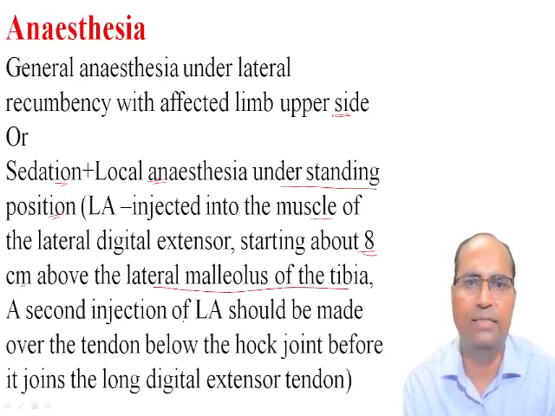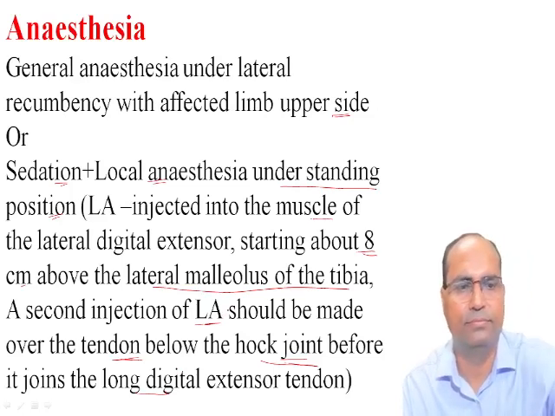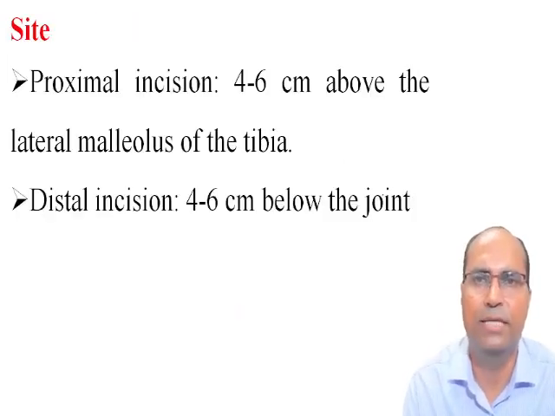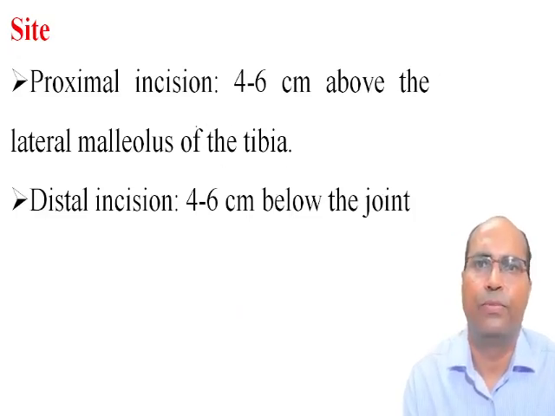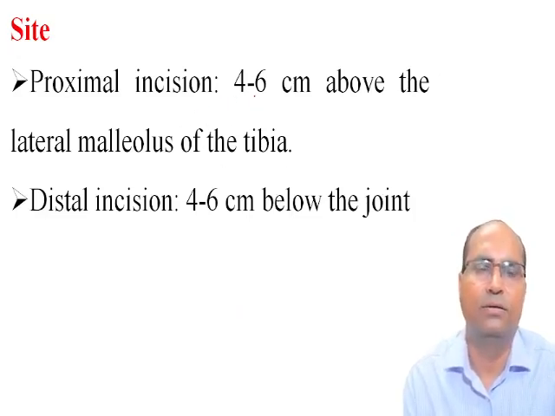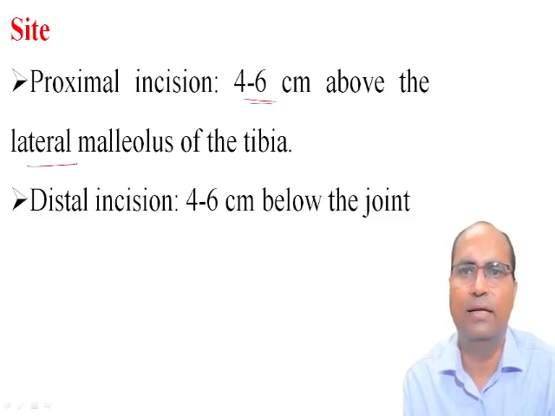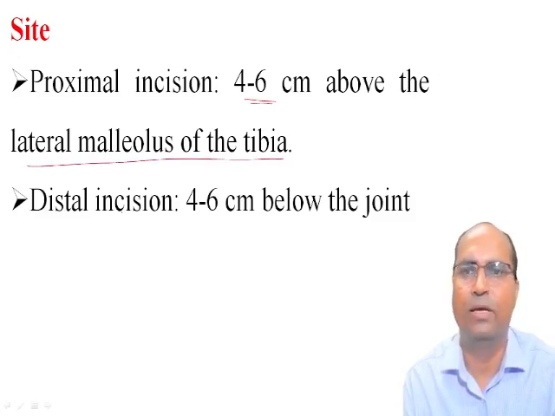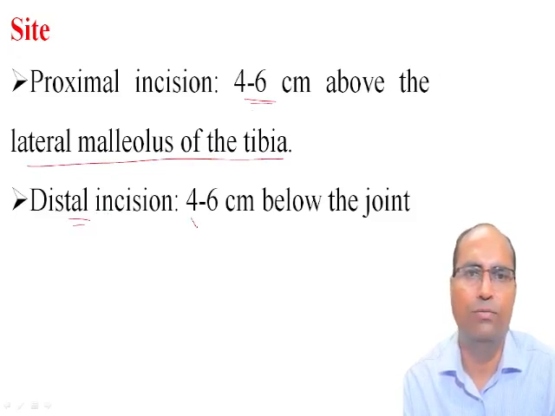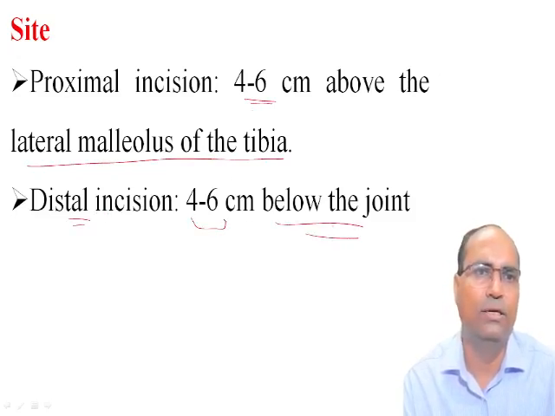A second injection of the local anesthetic solution should be made over the tendon below the hock joint, before it joins the long digital extensor tendon. Proximal incision should be 4 to 6 centimeters above the lateral malleolus of the tibia. The distal incision should be 4 to 6 centimeters below the joint.